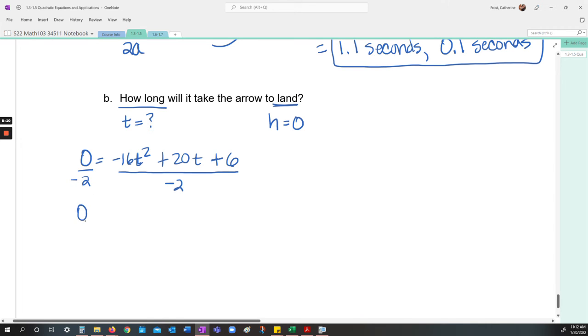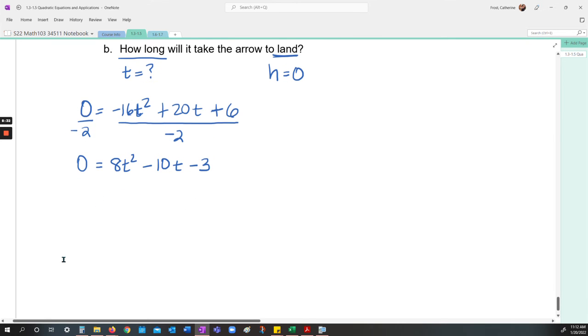So we get 0 on the left, and then all our signs are going to change. And the reason I'm doing negative is because that square term is negative, and I don't like that. I get confused. So this is going to be a positive 8t squared, and then negative 10t, and then negative 3. So it looks very similar to what we had in part A, just a different c value.